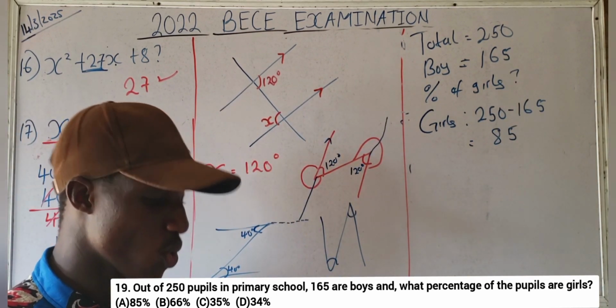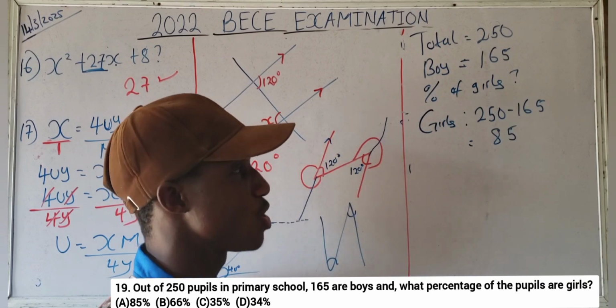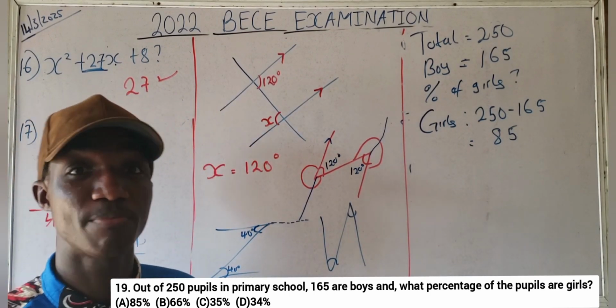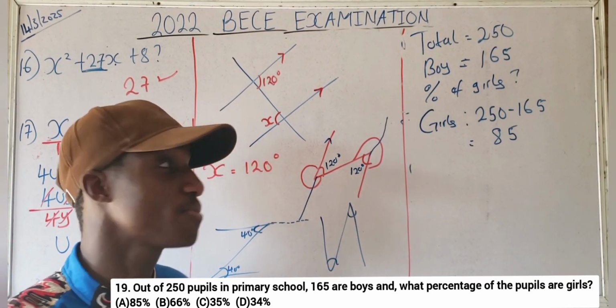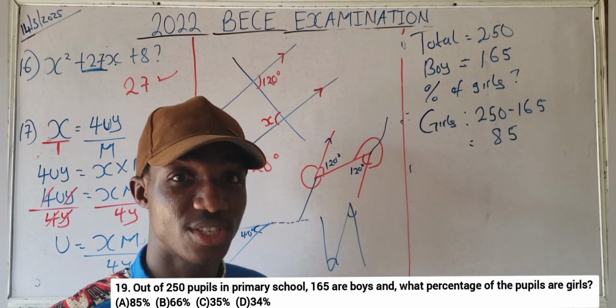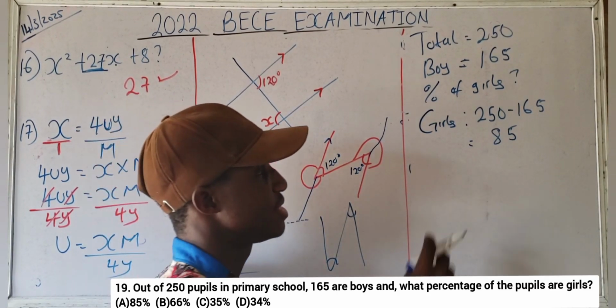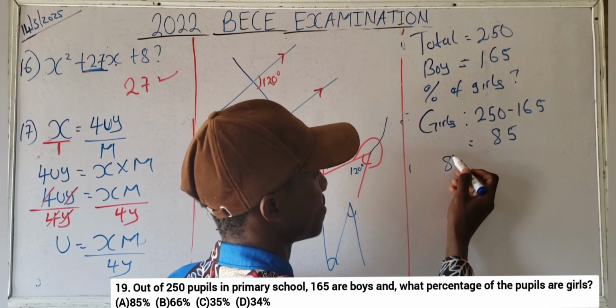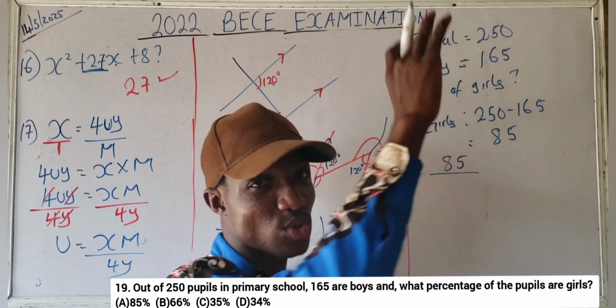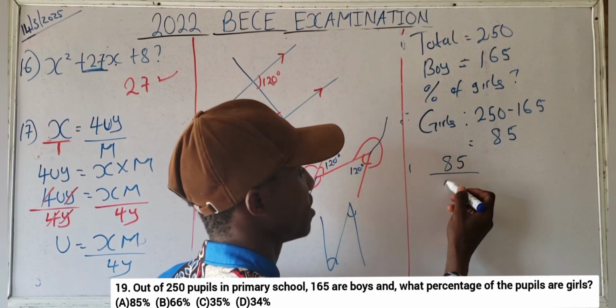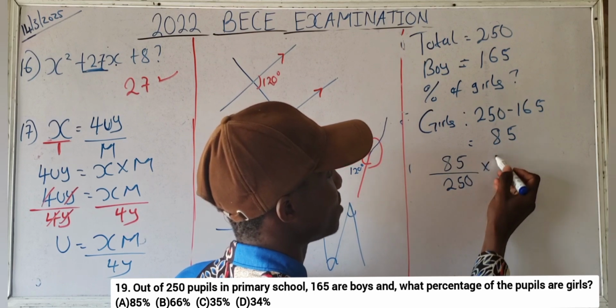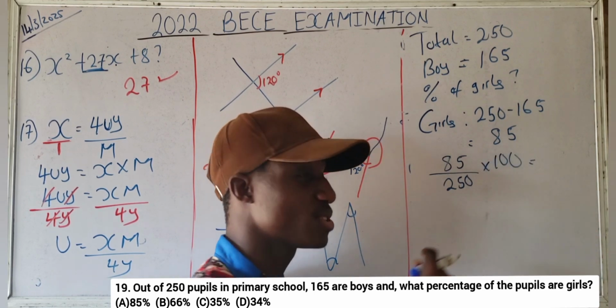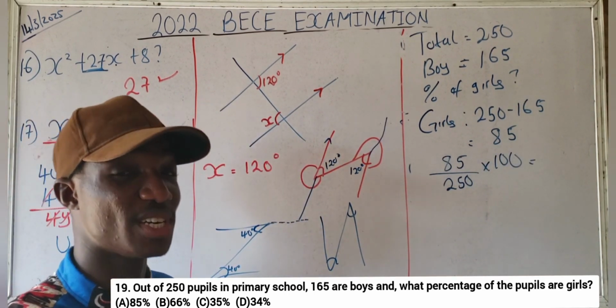Do you understand? Having done that, because we are asked to find the percentage of girls present in the class, we have to express 85 as a percentage. How do we do that? Just take the number of girls, which is 85, all over the total number of people in the class, which is 250, then multiply it by 100. Expressing something in terms of 100 is what we regard as percentage.